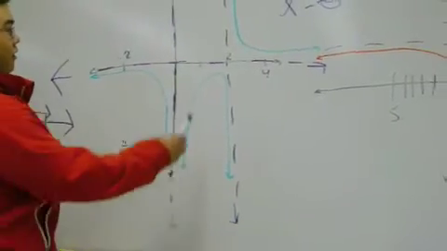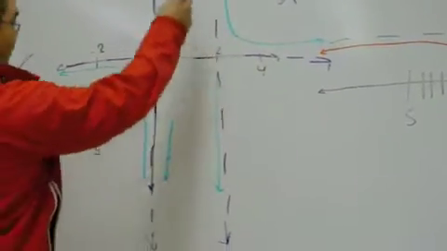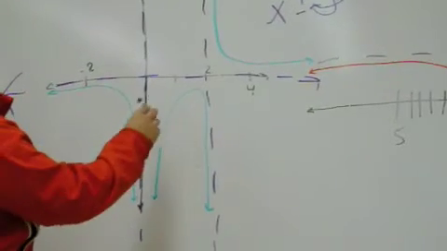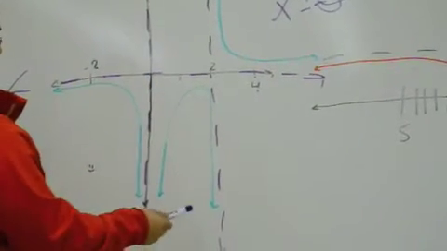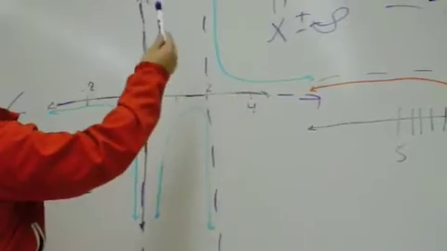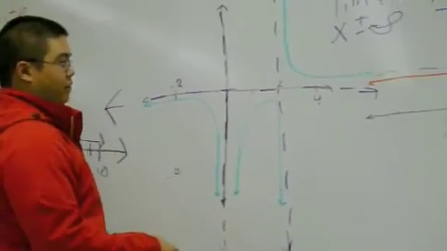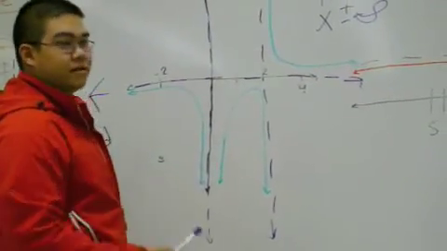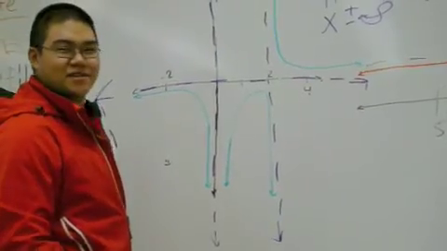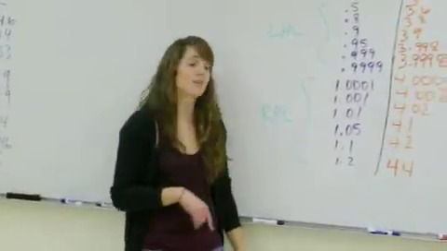On the other hand, over here at x equals 2 we have another vertical asymptote. On the left-hand limit it approaches negative infinity. On the right-hand limit it approaches infinity. Since the left-hand limit and right-hand limit are not equal, the limit does not exist.